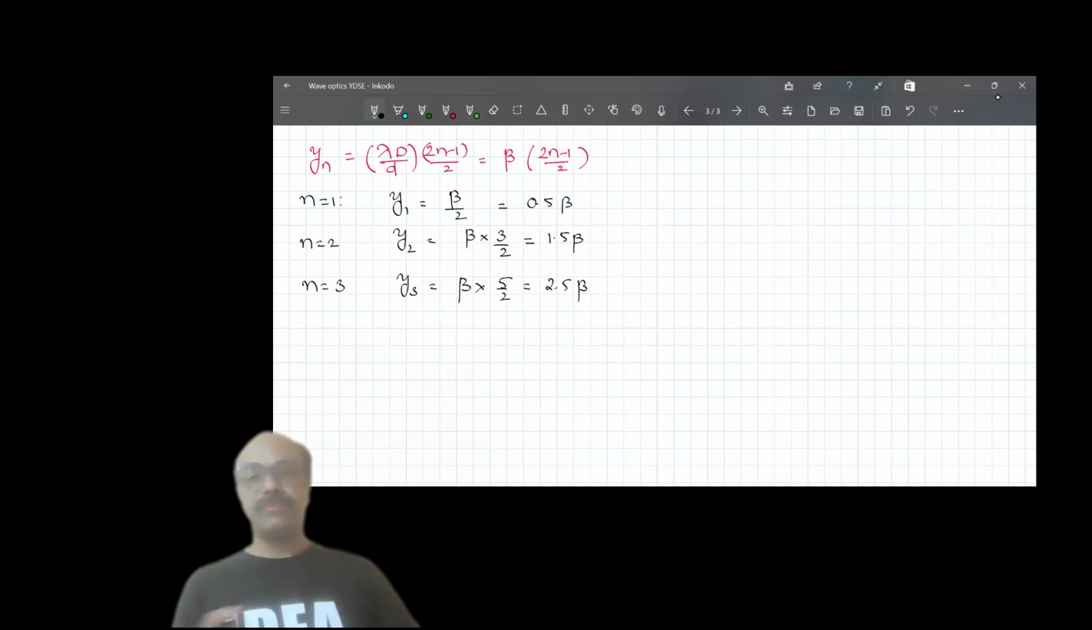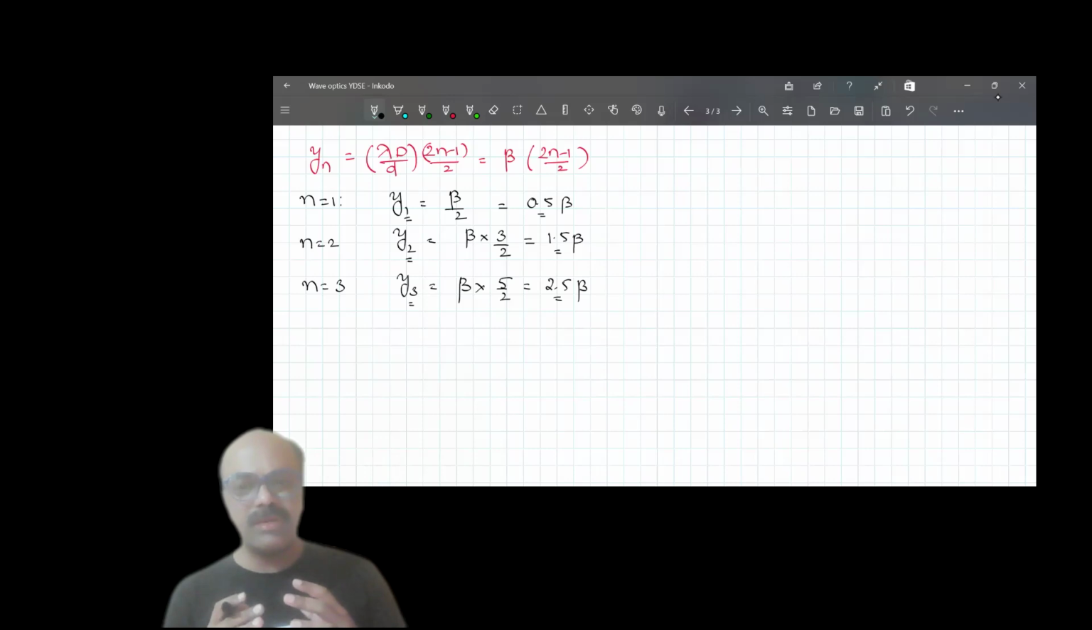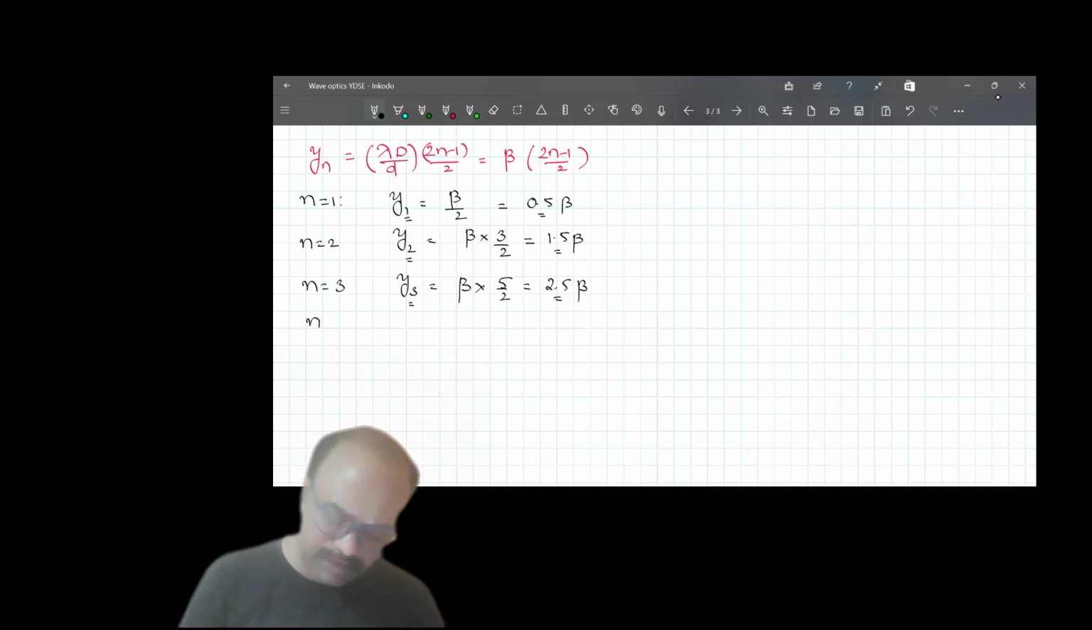Now see here, y1, y2, y3: if they ask for the first, it is 0.5. For the second, it is 1.5. For the third, it becomes 2.5. Then suppose they ask for the 40th dark fringe, the preceding number is 39, so you will get 39.5. For example, if you take n equals 4, y4 is 7 by 2, which becomes 3.5 times beta.